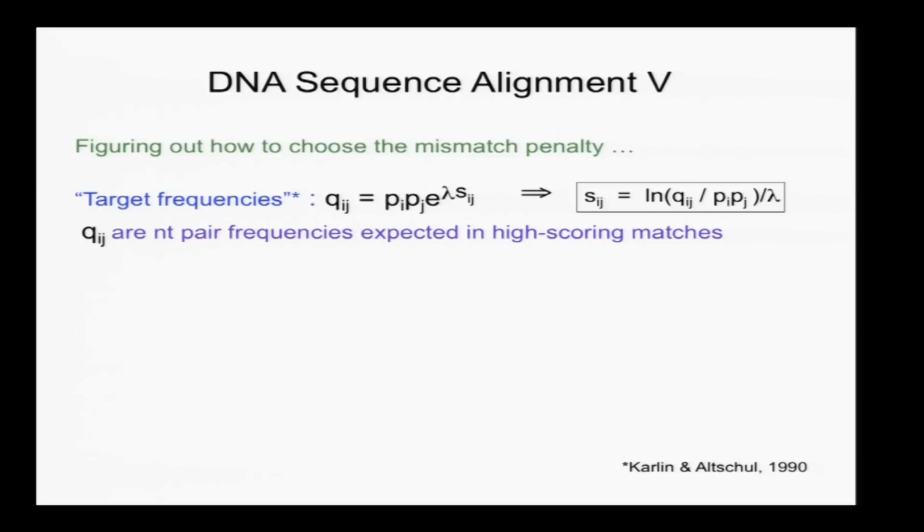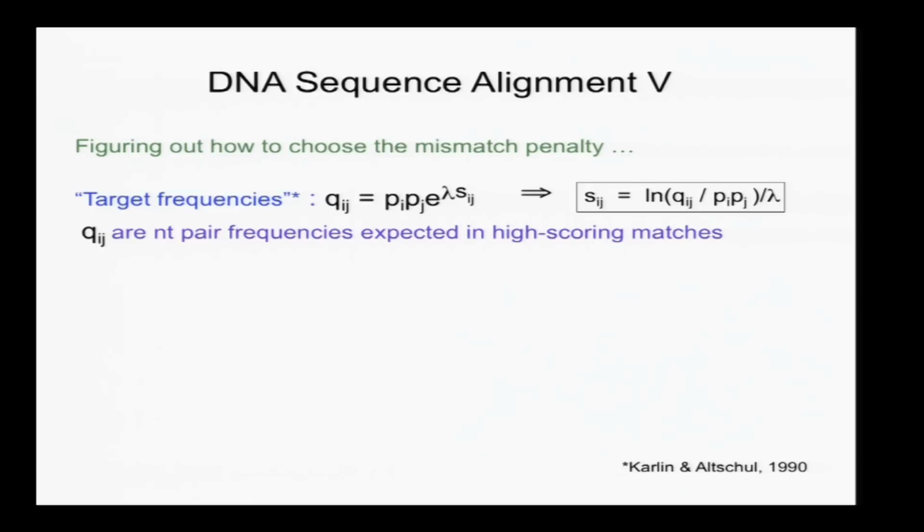The theory says that if I search a query with one particular composition P, against a subject of another composition R, here I've just assumed they're the same, both P, for simplicity, with a scoring matrix Sij, which has a corresponding value of lambda, then when I take those very high-scoring matches, the ones that are statistically significant, and look at the alignments of those matches, I will get values Qij given by this formula.